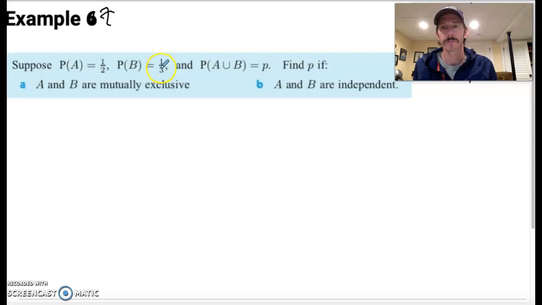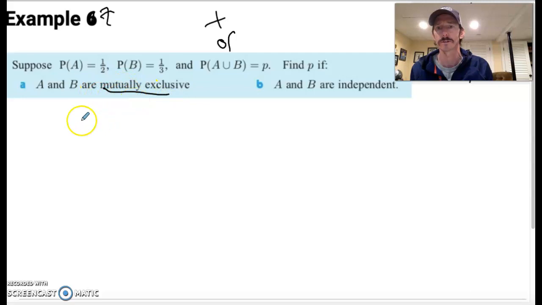Probability of A is a half, probability of B is a third, and I don't know what the probability of the union of A and B happens to be, and that's what I'm asked to find. This is asking you to find the probability of A or B. And again, A or B means I can add the two probabilities together, or means add. And I just have to subtract whatever their overlap is, which happens to be their intersection.